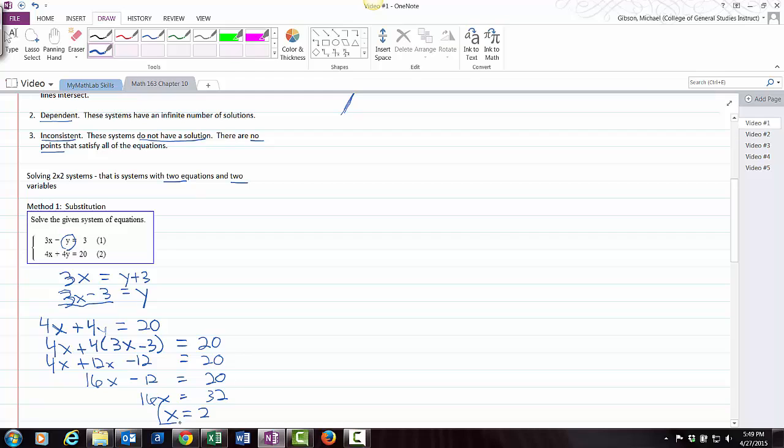So I know x equals 2. I'm going to plug that right back into this equation right here. So 3 times 2 minus 3 equals y. 6 minus 3 equals y. y equals 3, right? So I know x equals 2, y equals 3, and my solution then is (2, 3). So that is substitution.